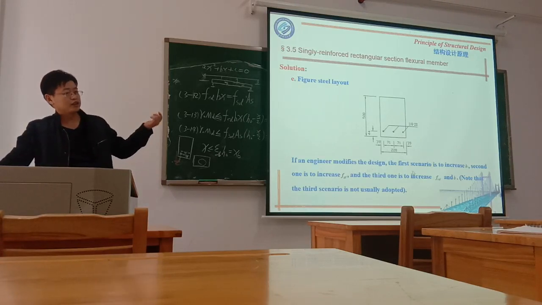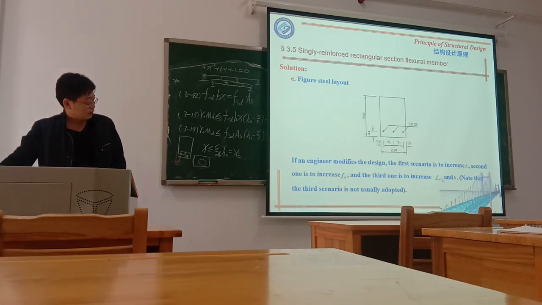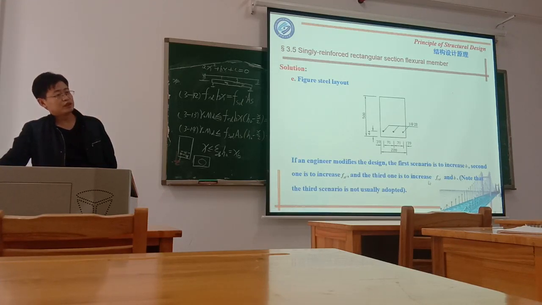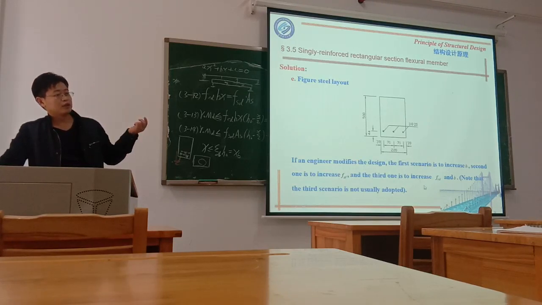So this is the sequence. If you want to change your design, it's better to change the height first, and then change the steel strength, tensile strength of the steel, and the last step is to change the concrete grade. So that's the different choices, but according to this sequence, you can get to a good design quickly.